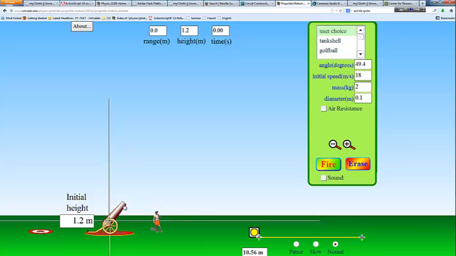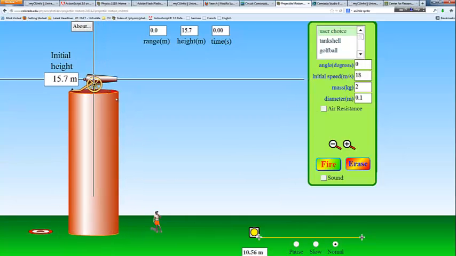Suppose I set the initial angle of the cannon to be 0 degrees. And I'll start with the elevation up at around 15 meters, nice and high. I'm going to fire the cannon with an initial speed of, say, 10 meters a second. Let's fire. And notice that it took 1.79 seconds to reach the ground.